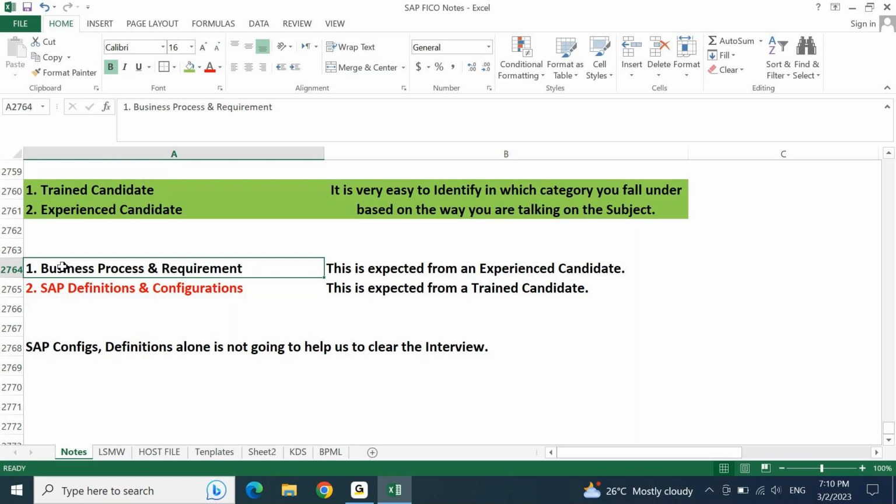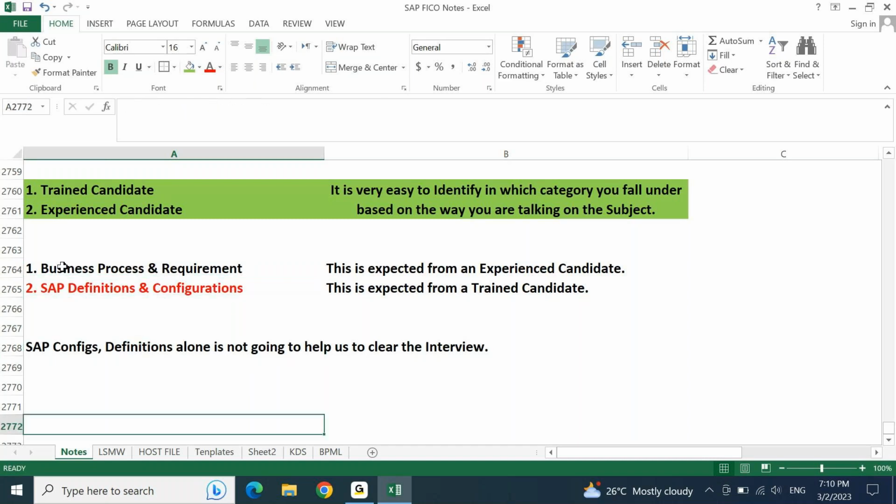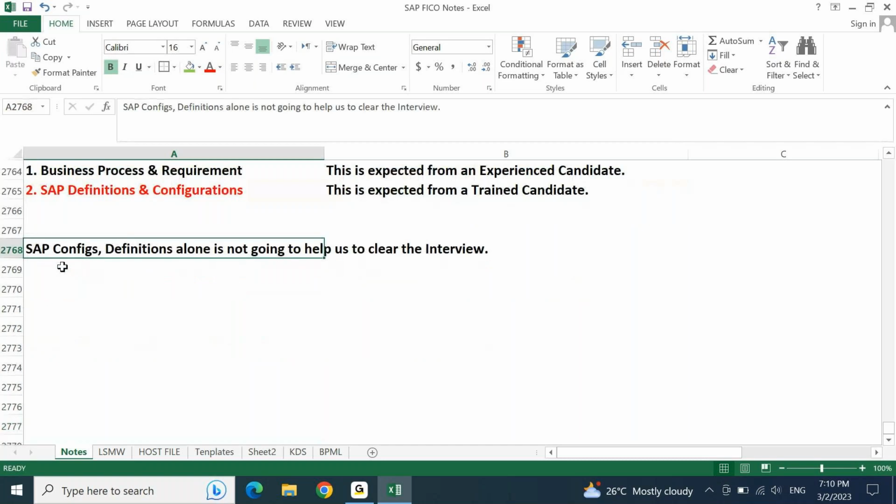So this way you have to start developing, explaining any topic to the other person. Try to avoid explaining configuration or the definitions of the subject. Clear? Let's say if you take some simple topics as an example, where you will practically understand what exactly is meant by business process requirement or SAP definitions and configurations.